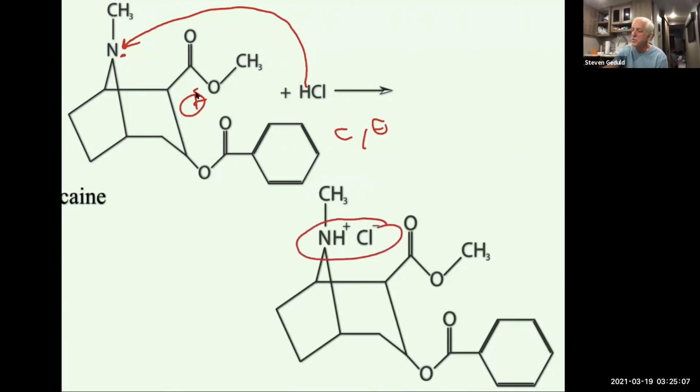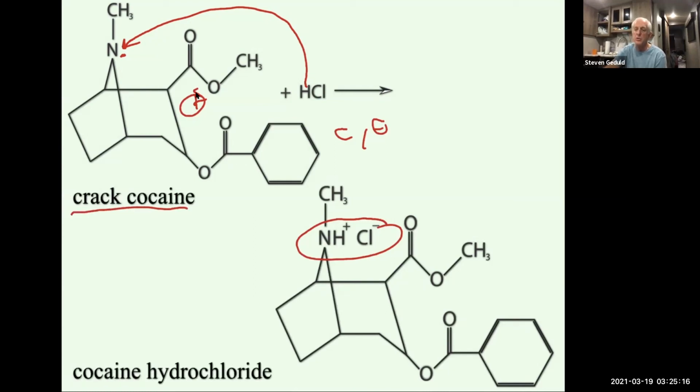So this is crack cocaine. This is the chemical formula for it. It doesn't do anything to the body, and now you've made it polar. This is cocaine hydrochloride, which is dissolvable in a polar compound and can be injected now.